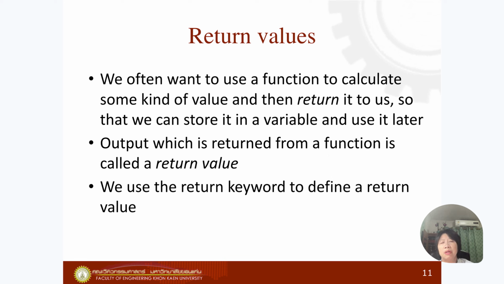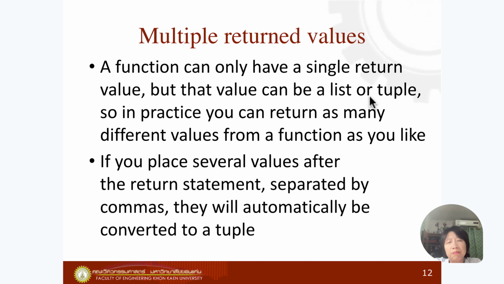It's often that we want to use a function to calculate some kind of value and then return it to us, so that we can store it in a variable and use it later. The output which is returned from a function is called the return value. So we use the return keyword to define a return value. And in Python, a function can only have a single return value, but that value can be a list or tuple. So in practice, we can return as many different values from a function as we like, because we just put many values in a list or in a tuple.